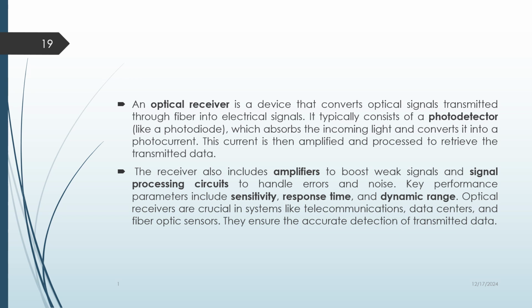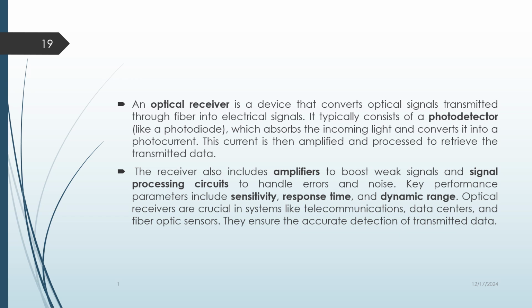An optical receiver, after transmission reaches the receiver, is a device that converts the optical signal transmitted through the optical fiber into an electrical signal. It typically consists of a photodetector like a photodiode, which absorbs incoming light and converts it into a photocurrent. This current is then amplified and processed to retrieve the transmitted data.